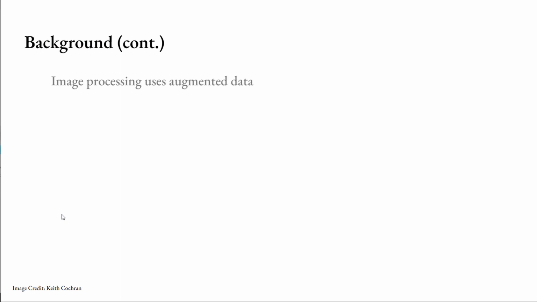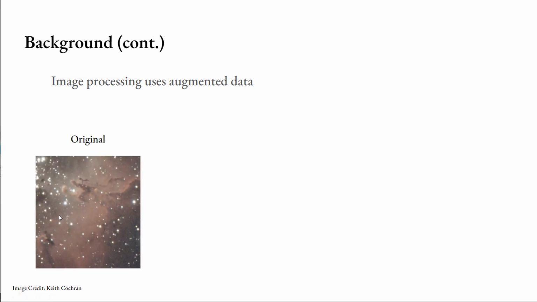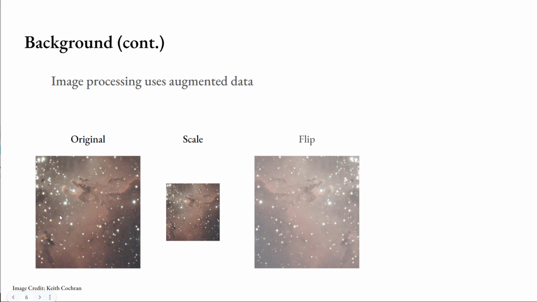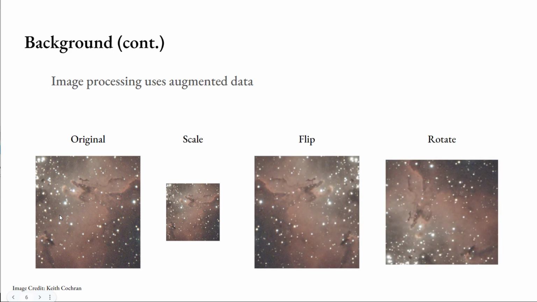Image processing leverages the use of augmented data when data is scarce. It's easy to take an original image, then scale, flip, and rotate the image to provide more data. It's more difficult to do this with student responses, and it is one of the problems we are addressing in this work. So how do you augment sentence data?